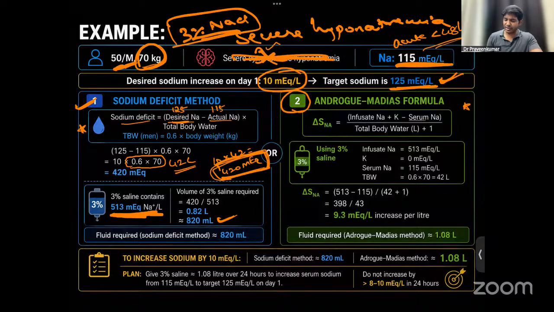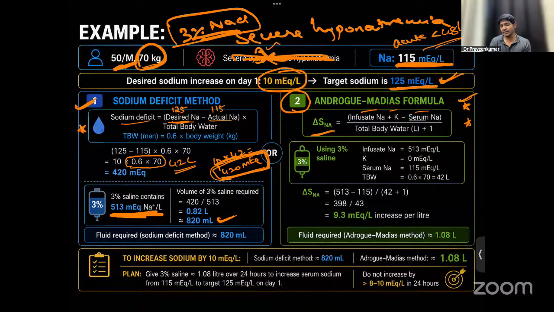What we actually use is the Adrogue-Madias formula. This formula tells you, if you give 1 liter of one particular fluid, how much the serum sodium is going to increase. I will tell you with the same example. The change in serum sodium with any fluid is given by the fluid's sodium plus the fluid's potassium, minus serum sodium, divided by total body water plus 1. Again, very important, especially for medicine PGs. Extremely important formula.